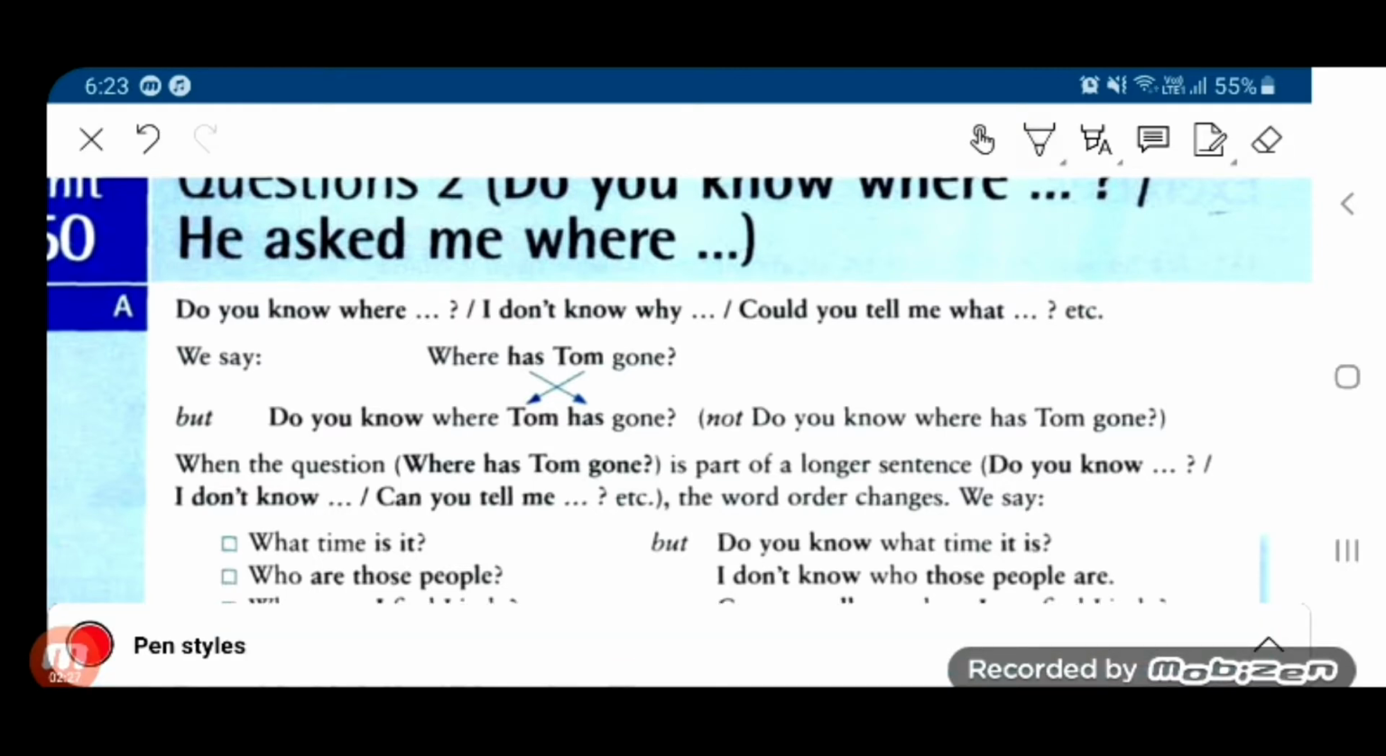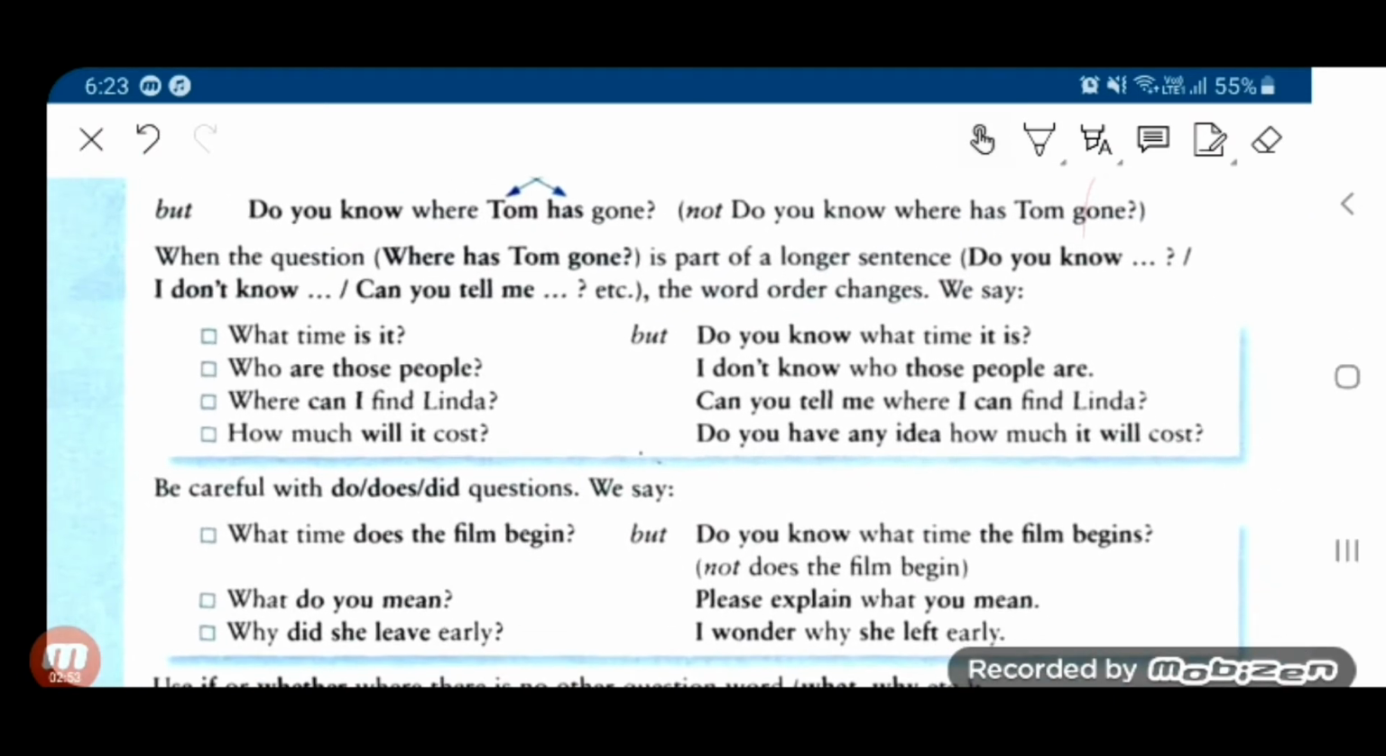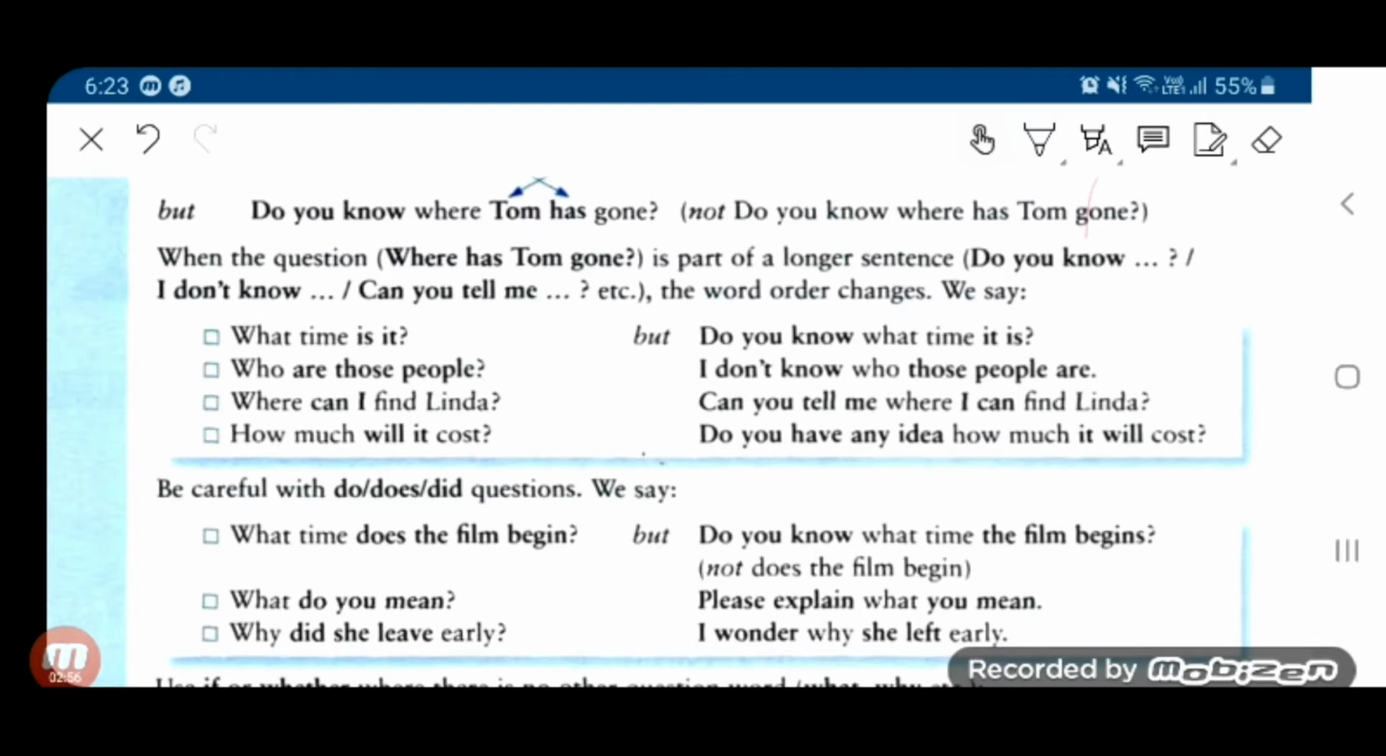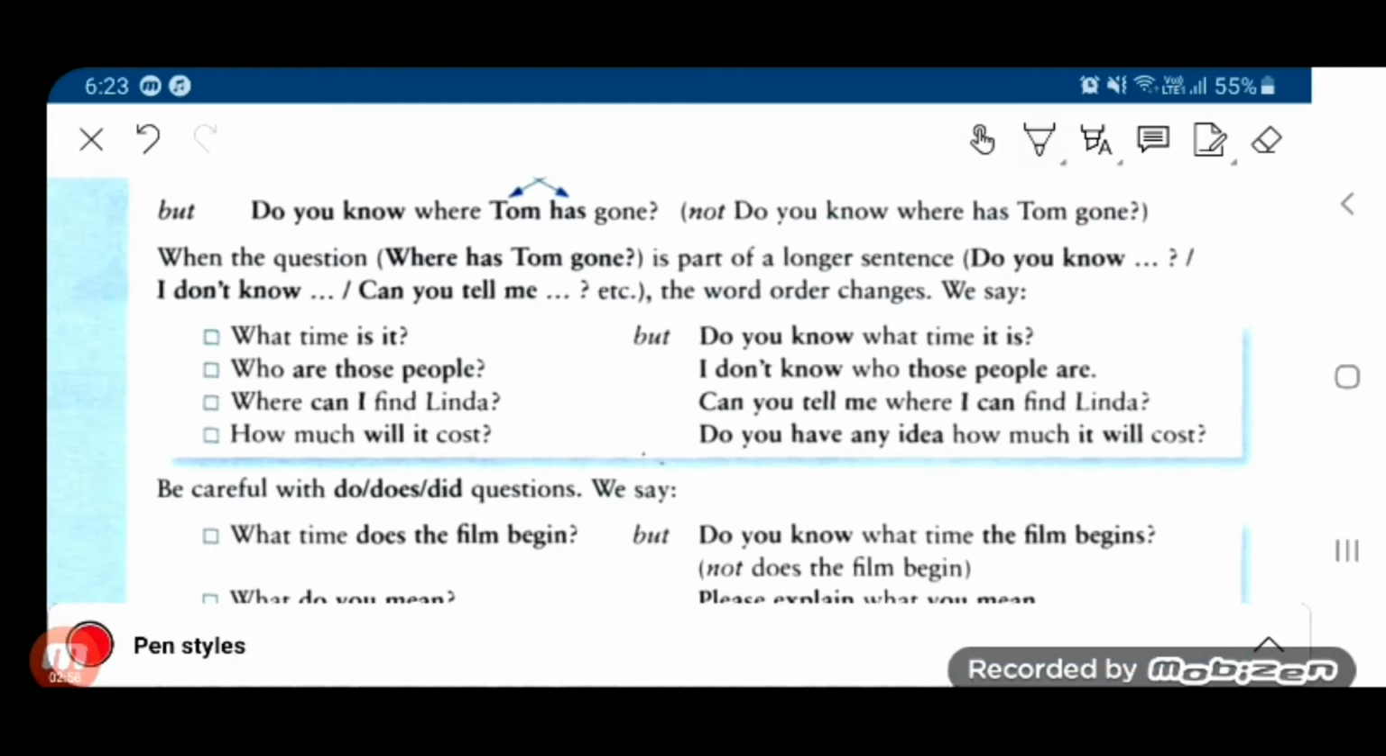When the question where has Tom gone is part of a longer sentence, as I told you, you have to displace your helping verb and subject. So: do you know? I don't know. Can you tell me, etc. The word order changes. Let's see an example: what's the time? Is it...? That's very simple.